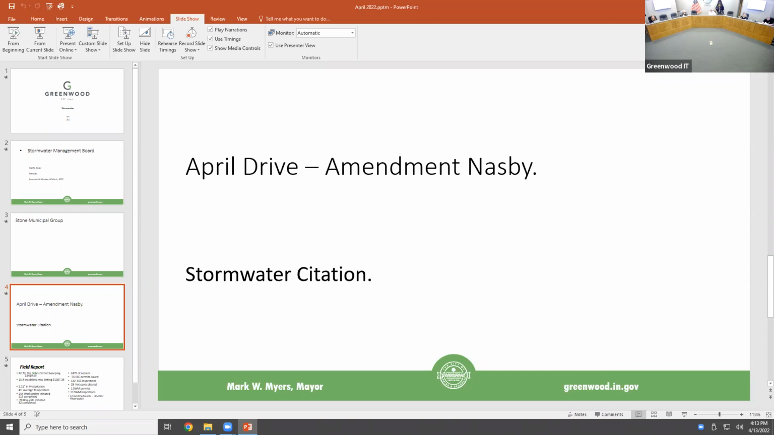Okay, the next item we have on the agenda is the stormwater citation. If the board recalls, we've had several iterations of this form, and the courts have asked us to modify it once again. And so we've made a few additions to the document to satisfy their needs, and I think we presented it to the board. I recommend a motion that we accept the stormwater citation as presented. To approve the stormwater citation form as amended.